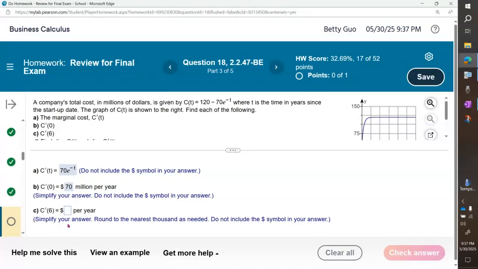And also, how do we round it? Simplify your answer. Round it to the nearest 1,000 as needed. Do not include the dollar symbol in your answer. That also needs attention. Something you need to pay attention to.